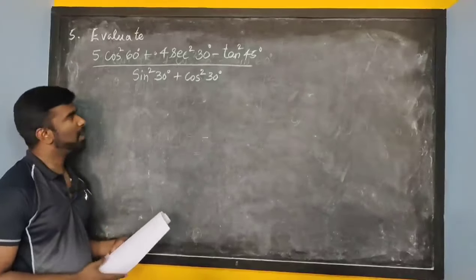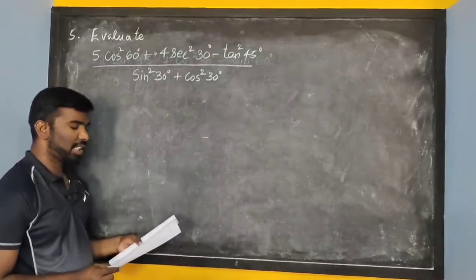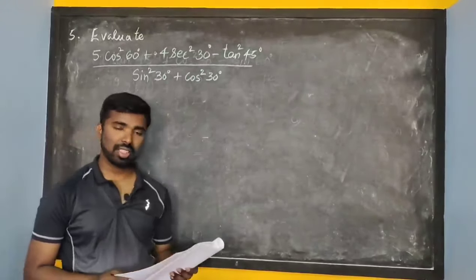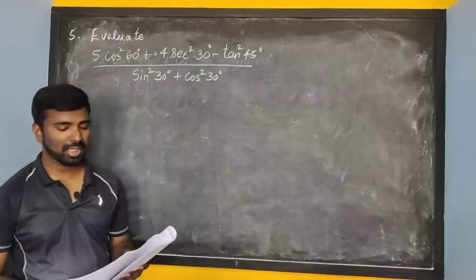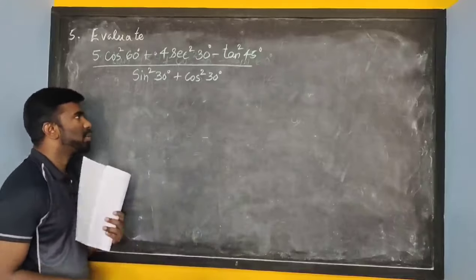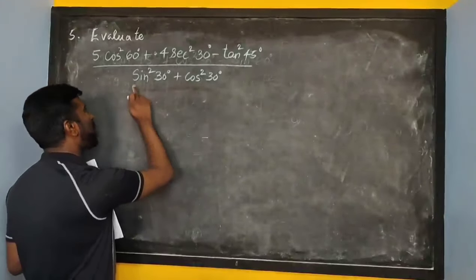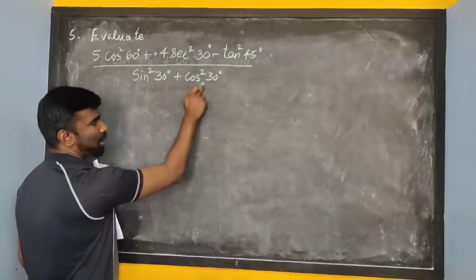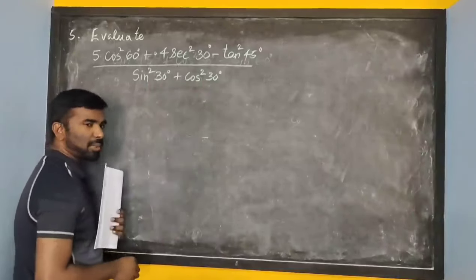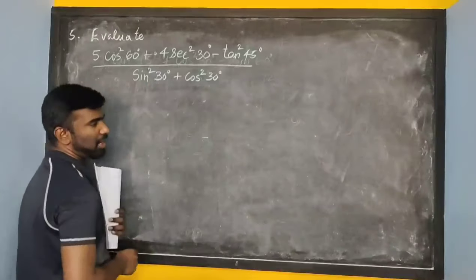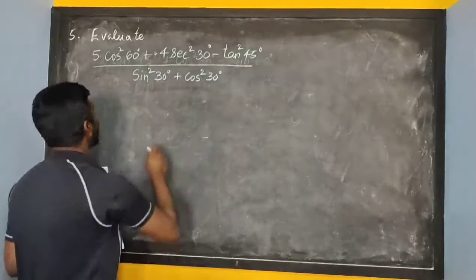So next similar question, evaluate 5 cos square 60 degree plus 4 secant square 30 degree minus tan square 45 degree divided by sin square 30 degree plus cos square 30 degree. Students, you can directly simplify the denominator. It is of the form sin square theta plus cos square theta. Since theta is same, you can replace the denominator by 1 using what? Identity 1. Sin square theta plus cos square theta is 1.